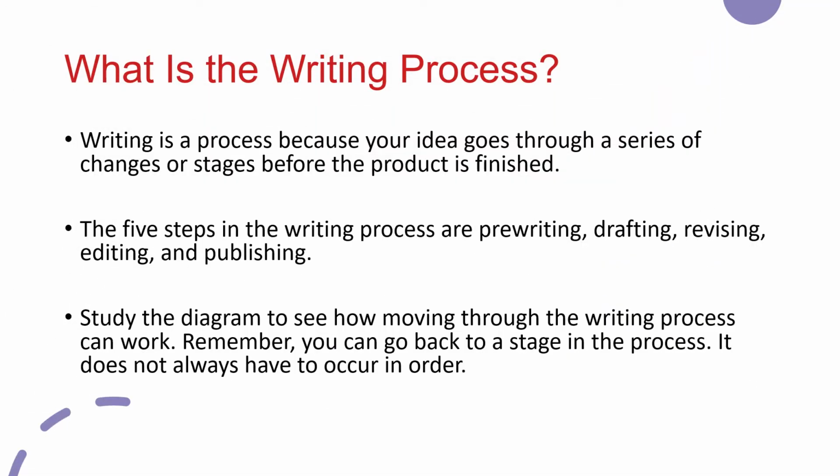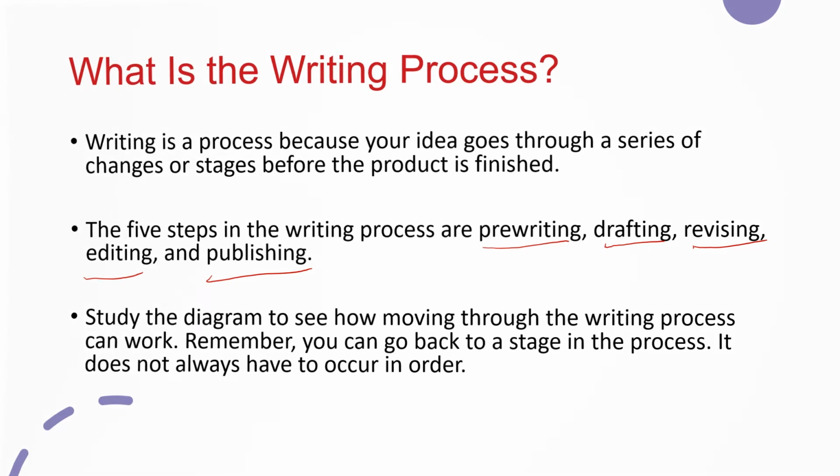All right, what is the writing process first? The writing process, writing is a process actually, because your idea goes through a series of changes or stages before the product is finished, which means before you finish your piece of writing. The 5 steps in the writing process are: number 1, pre-writing, drafting, revising, editing, and publishing. Study the diagram to show how moving through the writing process can work. Remember, you can go back to a stage in the process. It does not always have to occur in order.